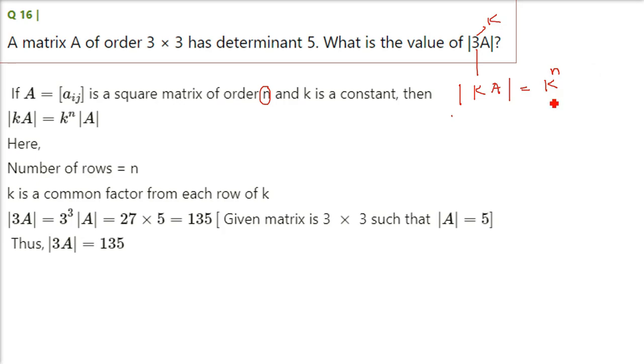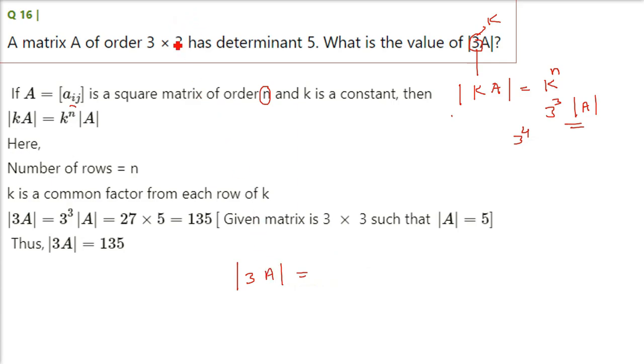K is a constant, N is the order. So it is K to the power N. Here we have 3 as K, and the order is also 3, so 3 by 3. That gives 3 raised to the power 3 times the determinant of A. Since the determinant is already given as 5, you just multiply this 5 with 3 to the power 3. If the order had been 4 by 4, it would have been 3 raised to the power 4, and for 5 by 5, 3 to the power 5.